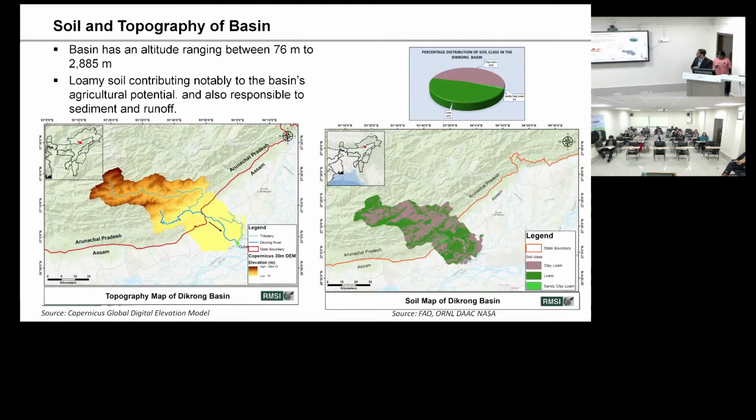Now we come to soil and topography. By topography, the elevation starts from around 2885 meters at the hilltop and reaches around 76 meters near Badati Ghat. The soil data was taken from FAO, and it is almost 50-50 clay loam and loamy soil. The loamy soil majorly contributes to runoff and sediment, although it is also very suitable for agriculture.